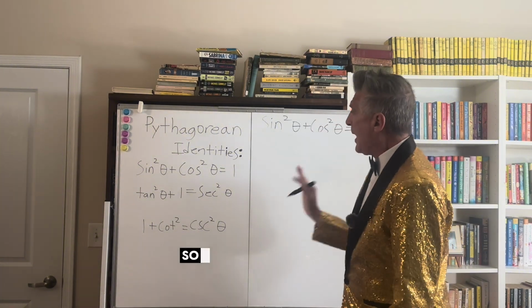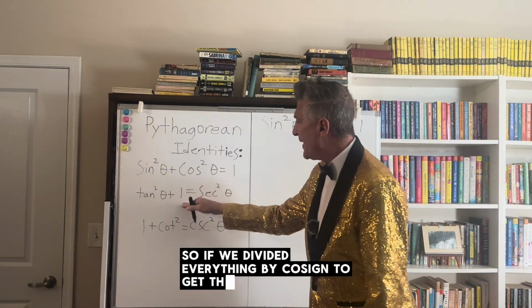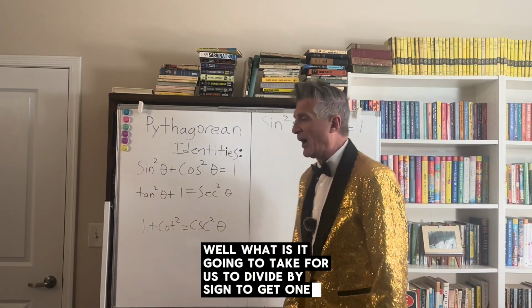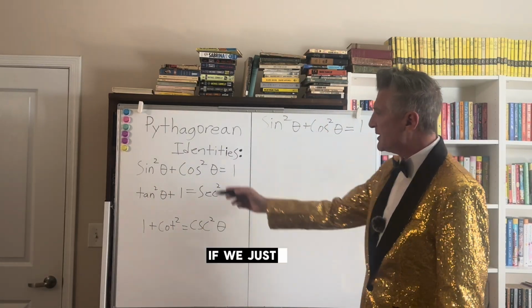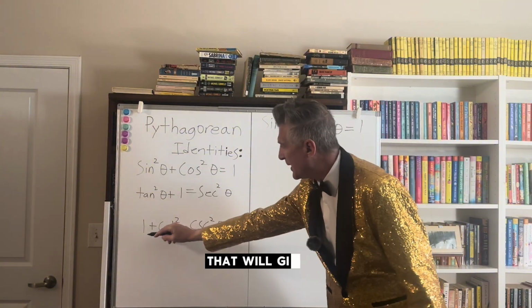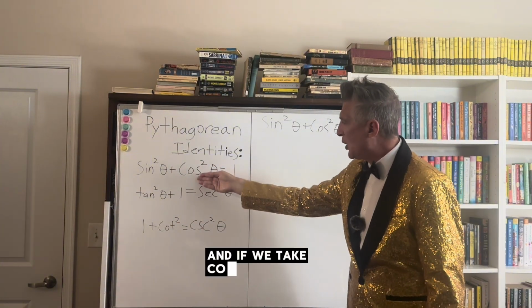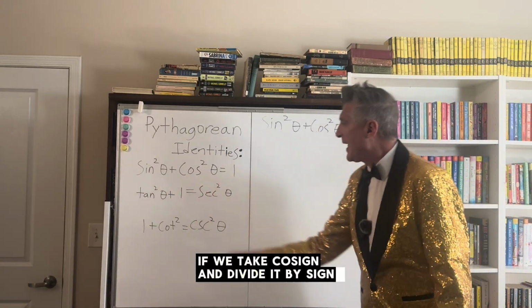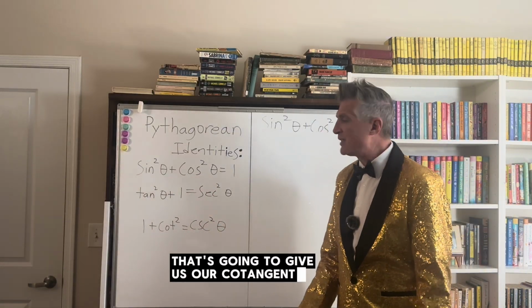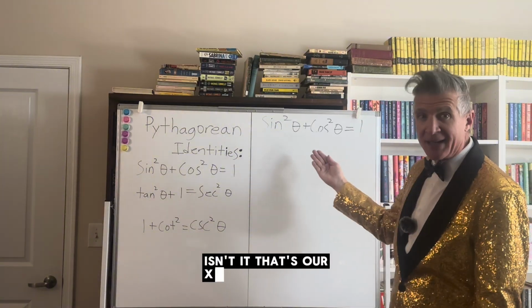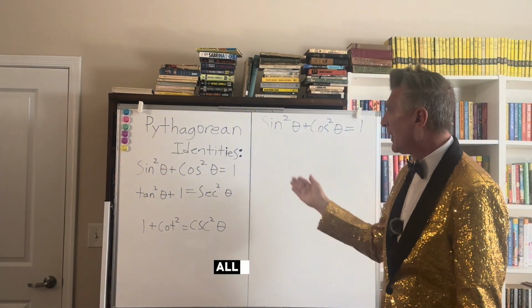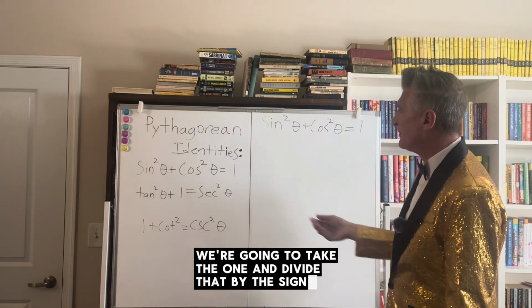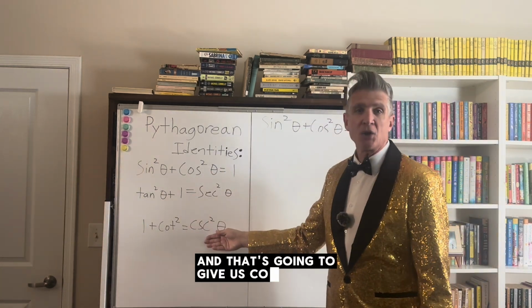All right. So if we divided everything by cosine to get this, well, what is it going to take for us to divide by sine to get 1? Well, that's probably pretty obvious. If we just take sine and divide it by sine, that will give us 1, won't it? And if we take cosine, let me go up here, if we take cosine and divide it by sine, that's going to give us our cotangent function, isn't it? That's our x over the y. All right. Well, last but not least, we're going to take the 1 and divide that by the sine, and that's going to give us cosecant.